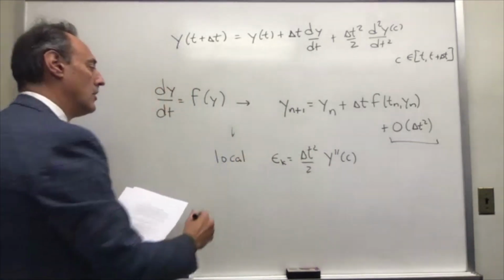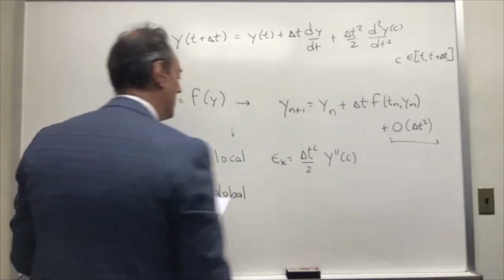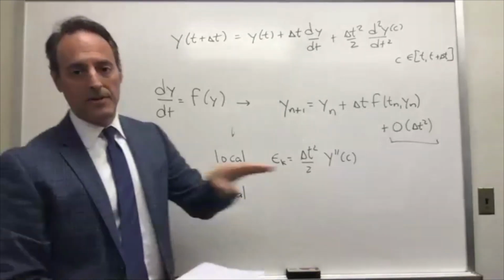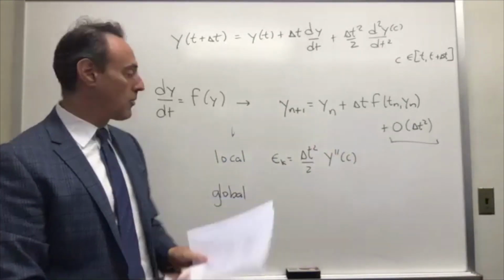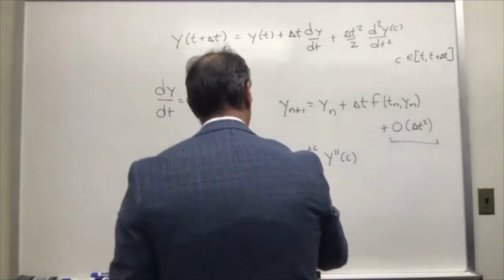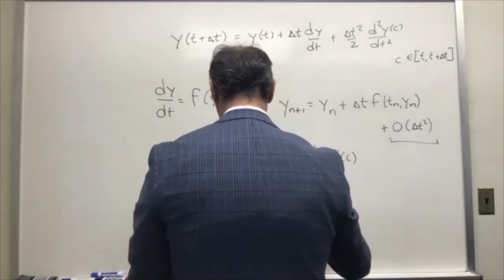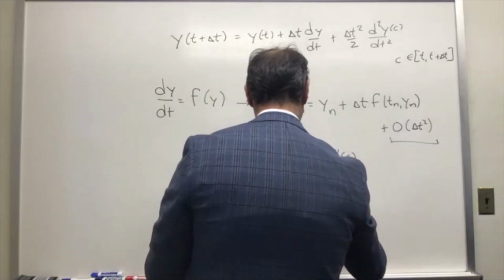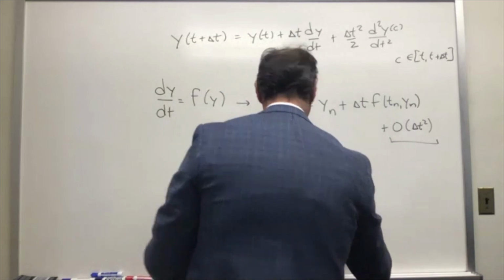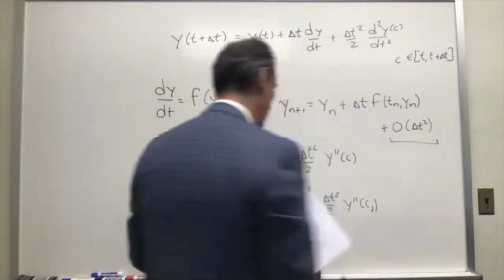Okay? But there's also a global error. This is the mistake I make every step. And if I take many steps into the future, then what I would have to do is compute a global error, which would look something like this. It is the sum of all these local errors added together. Okay.